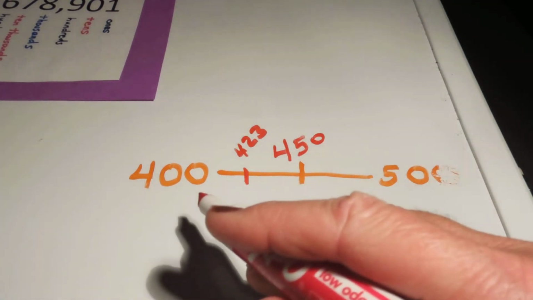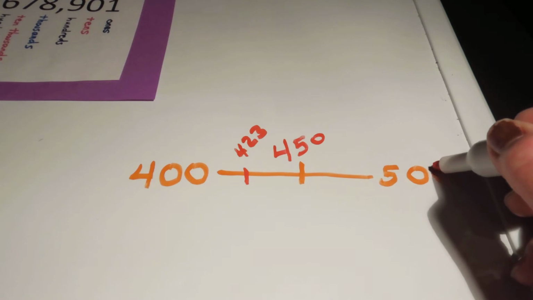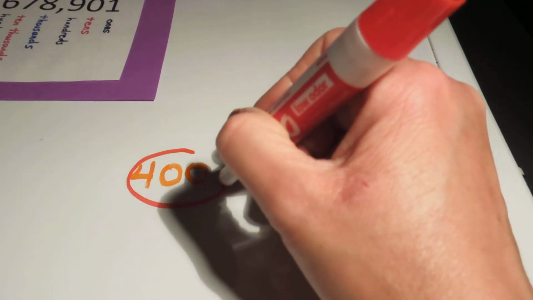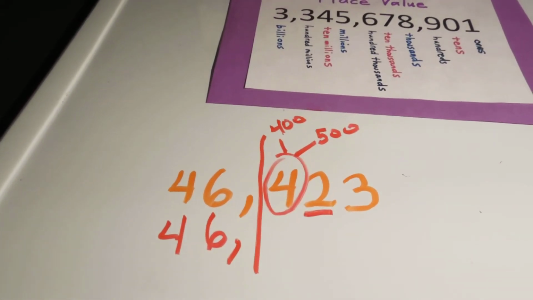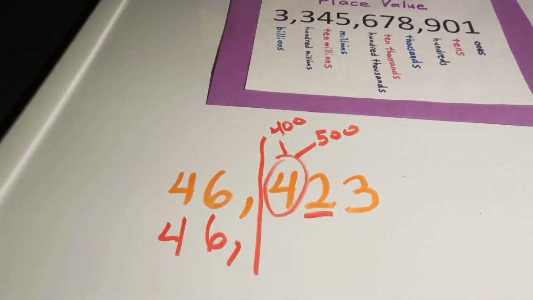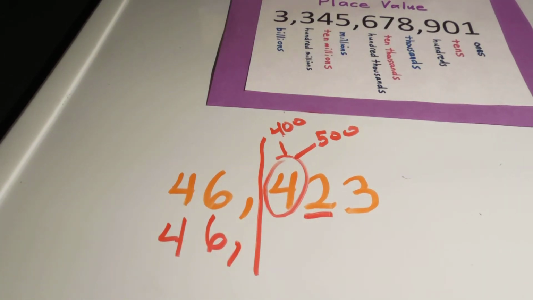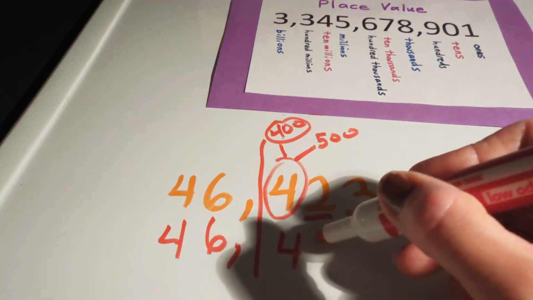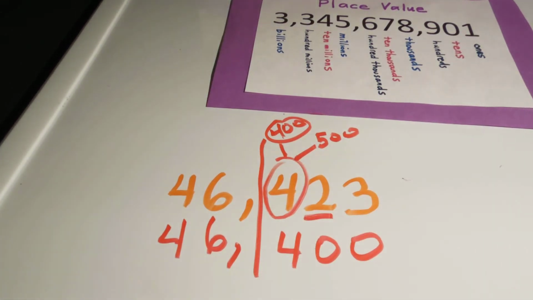So is it closer to 400 or 500? It's closer to 400, so I'm going to round it to 400. So 2 is 4 or less, so I round it lower to 400. So my complete answer is 46,423, rounded to 400.